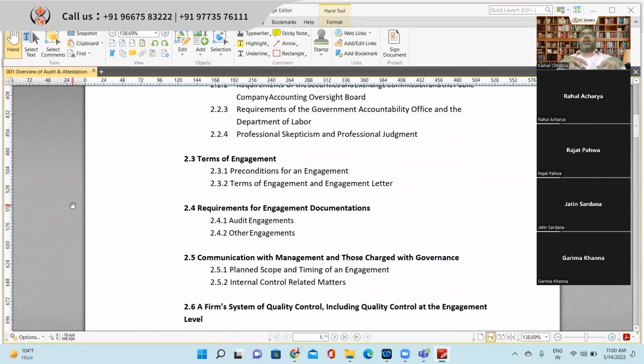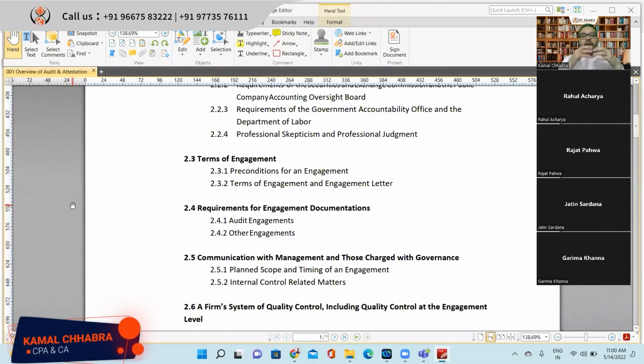Then we are signing up an agreement that this is the scope of work which we are planning to do. Now, if you see the fourth topic, which is communication with management and those charged with governance. That means you will be setting up the tone at the top or the way of communication with whom you'll be discussing all the respective and related matter.